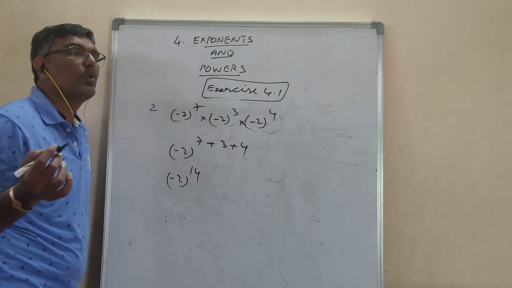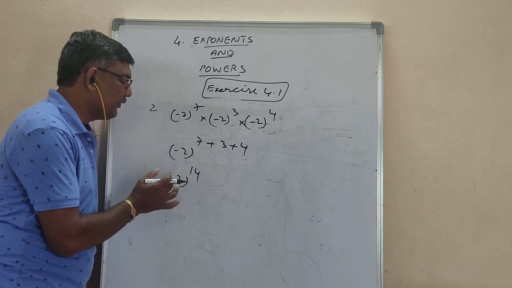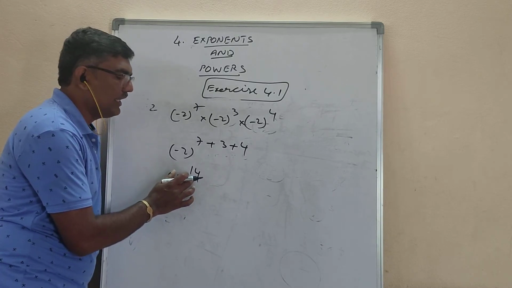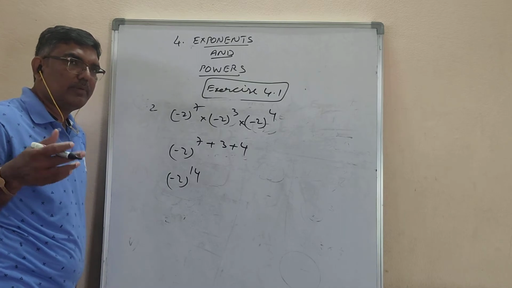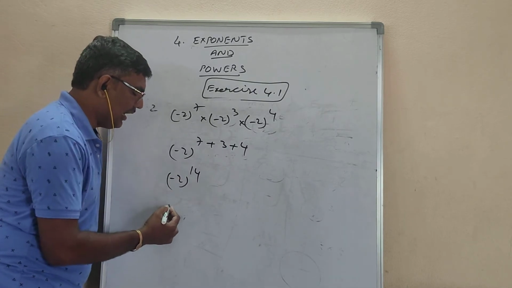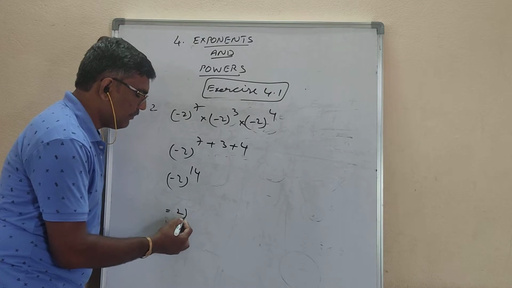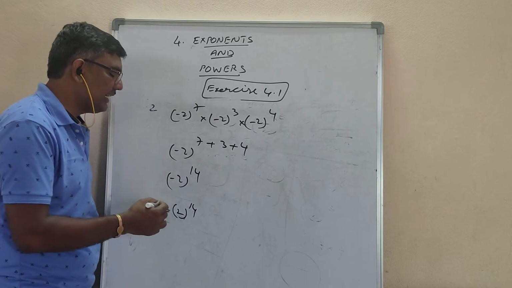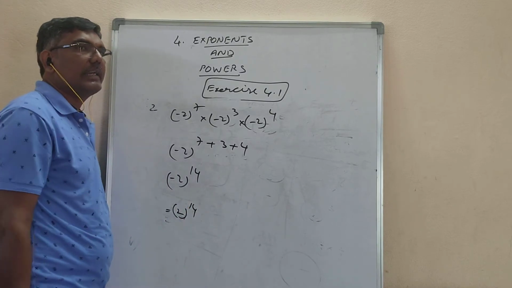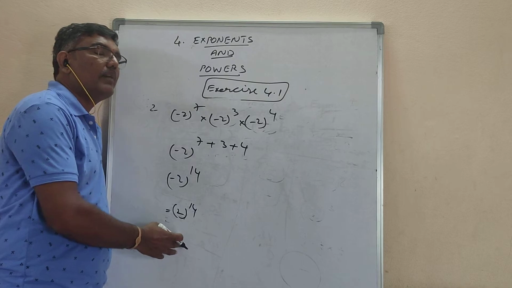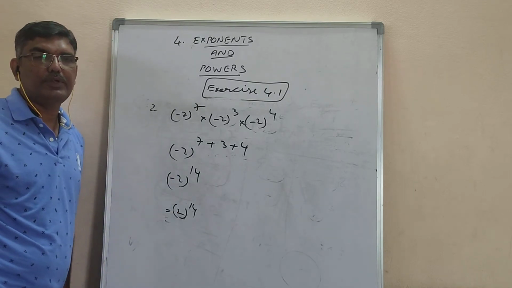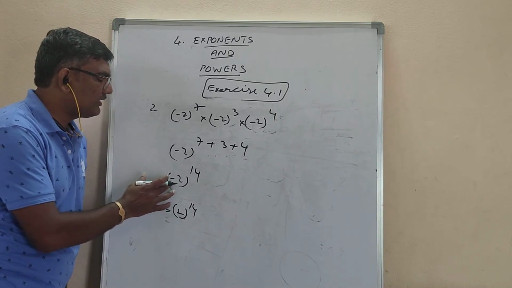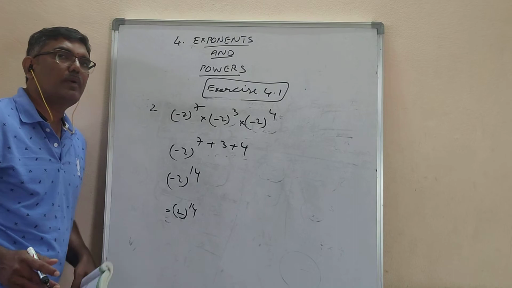Now I said one rule: if in the base you have a minus symbol and the exponent is even, and 14 is an even number, then the answer will be positive only. Means (-2)^14, how much will you get? 2^14 also you will get the same. No need of multiplying 2 into 2 into 2, 14 times. Not necessary. You can stop here. (-2)^14 is nothing but 2^14.